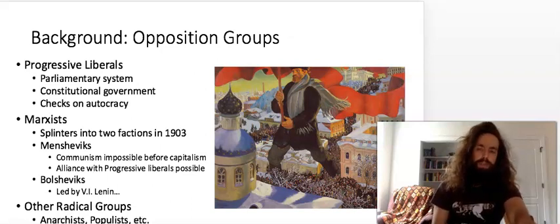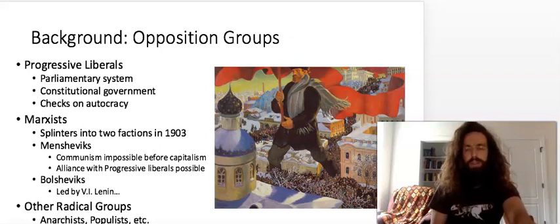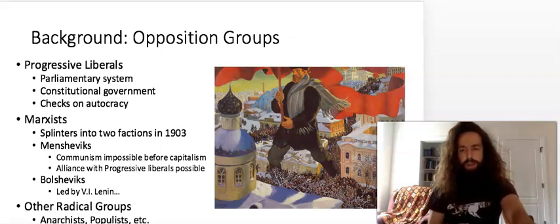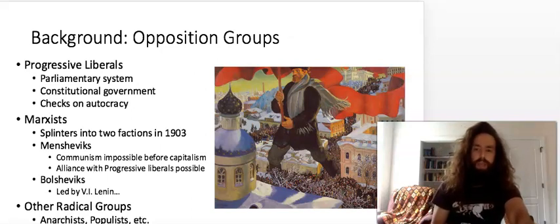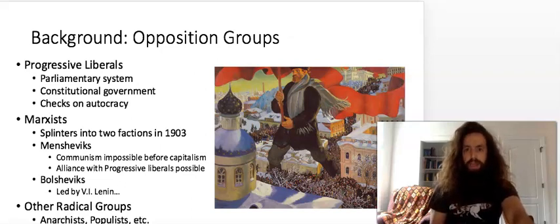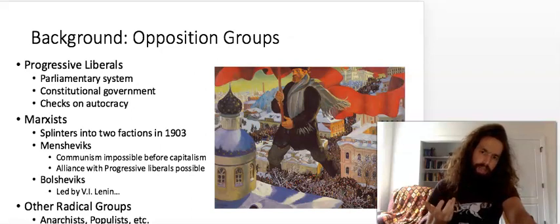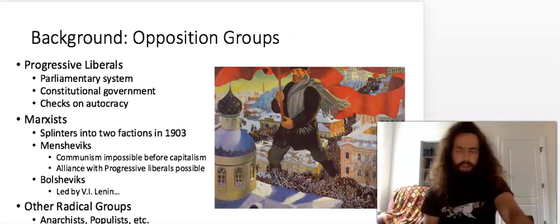A much more extreme group than the Progressive Liberals, and for most of this time period a less powerful group, were the Marxists. The Marxists were the followers of Karl Marx, and they believed that capitalism was itself an immoral system, and that capitalism needed to be overthrown and replaced with some sort of rule by the workers. And they believed that some sort of revolution would be necessary to achieve this.